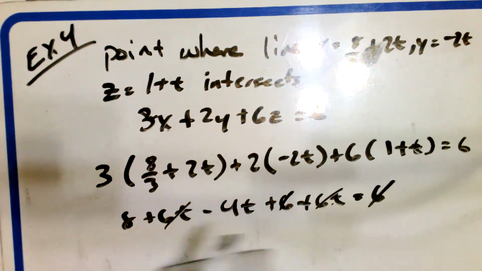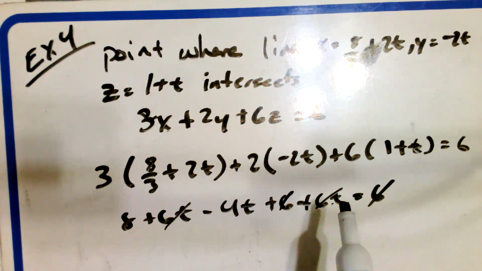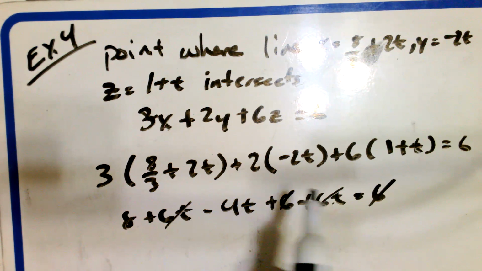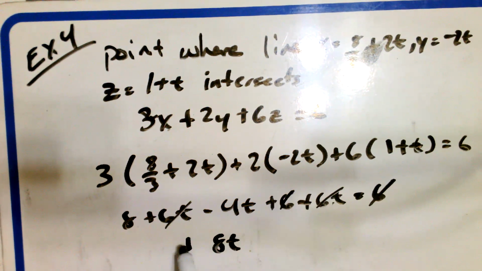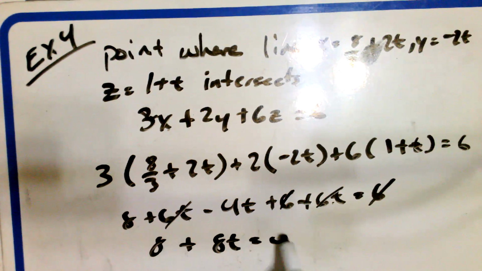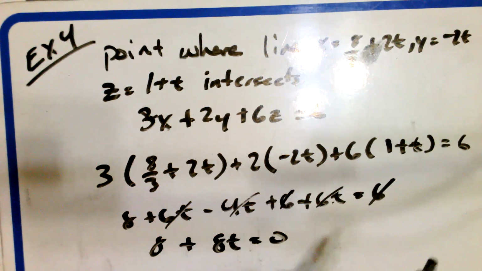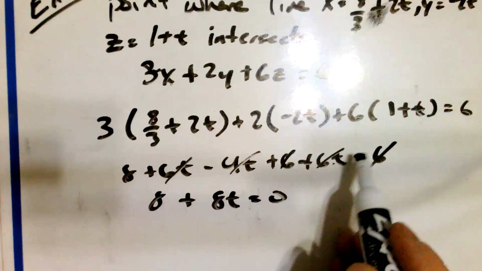So let me rewind. I have 6t minus 4t, which is a 2t plus. So that's going to give me 8t plus 8 equals 0. There we go. I think that takes care of all of the minus signs. Be careful with your signs.